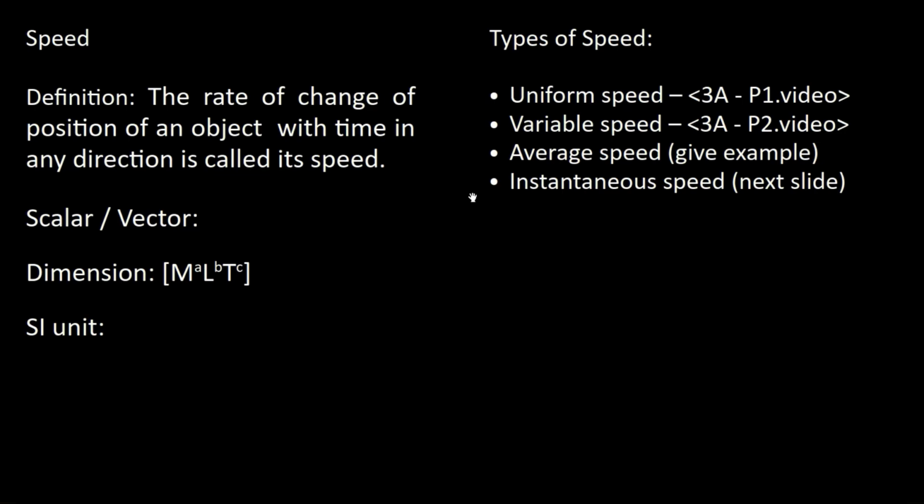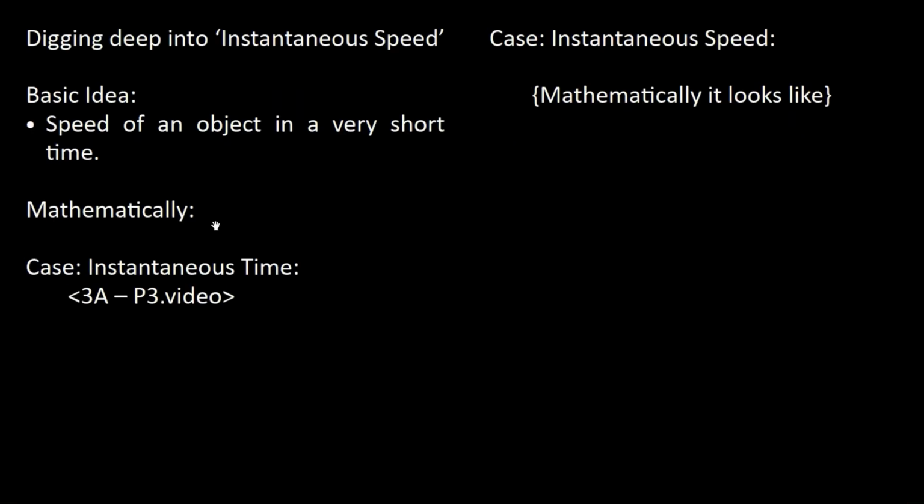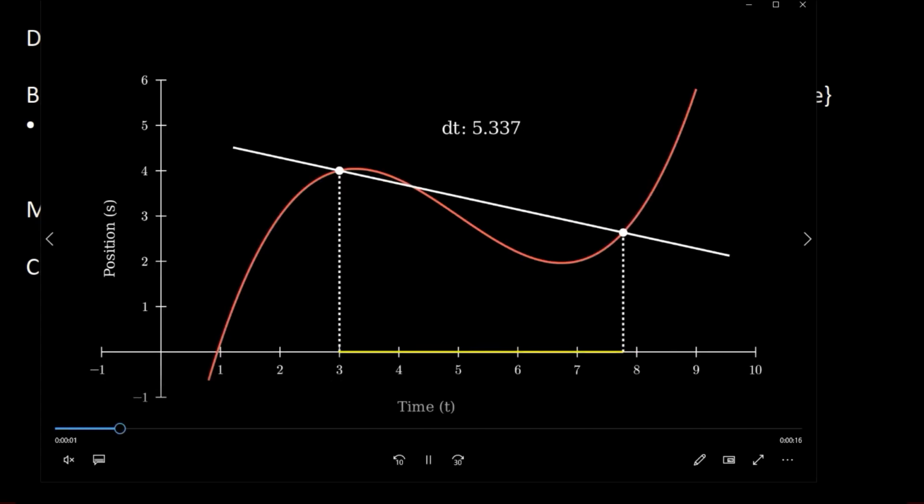Now, here is where the concept of derivatives and limits comes into the picture. Instantaneous. Okay, it's in the next slide. Instantaneous is the speed of an object over a very short time. So it's like averaging out over a very short time. So the time is very small actually. So the idea of instantaneous, let me show this first.